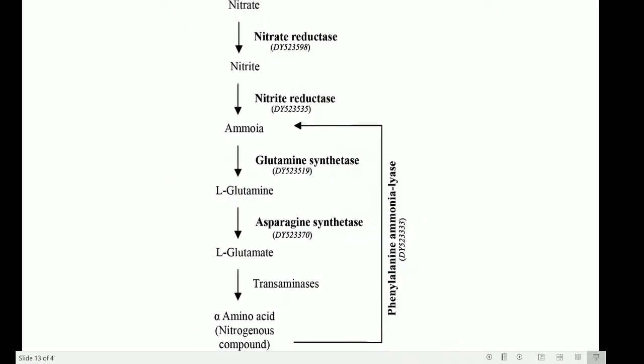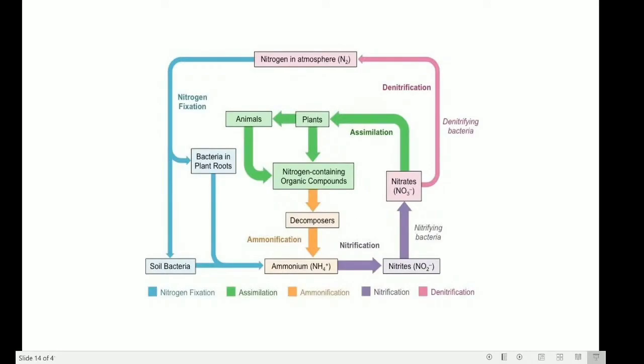This is a step-by-step process. We discussed in the earlier slide that nitrate, ammonia, L-glutamine and L-glutamate, then alpha amino acid. This is the final conclusion of the product of nitrogen fixation metabolism. This is another representation of nitrogen fixation. As I said earlier, I am including more images for your understanding, so don't get confused.